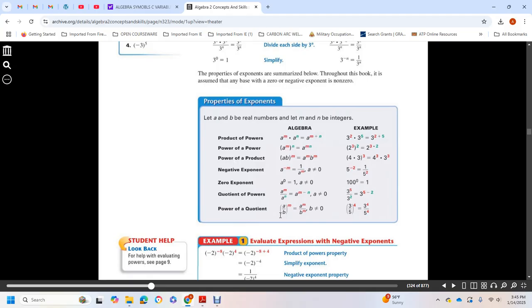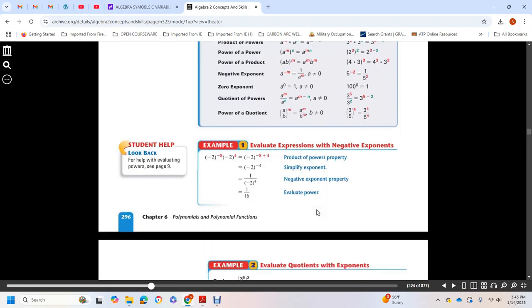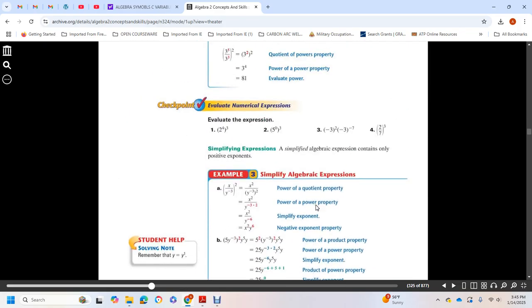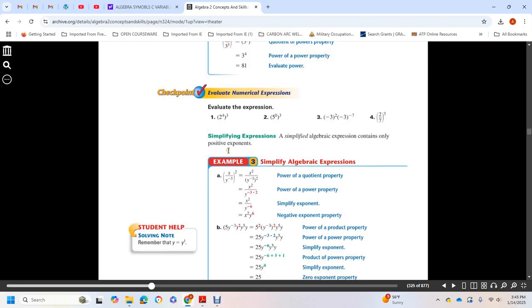Zero exponent: a to the 0 is equal to 1 if a is not equal to 0. Quotient of powers: a to the mth over a to the n is equal to a to the m minus n, if a is not equal to 0. Power of a quotient: a over b to the mth is equal to a to the mth over b to the mth, if b is not equal to 0. Simplifying expressions: simplified algebraic expressions contain only positive exponents.